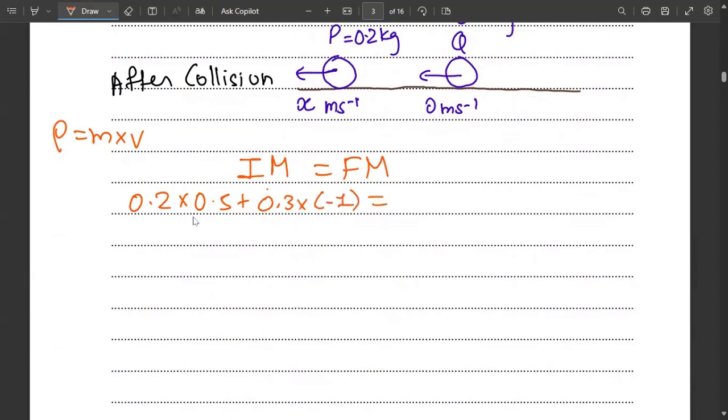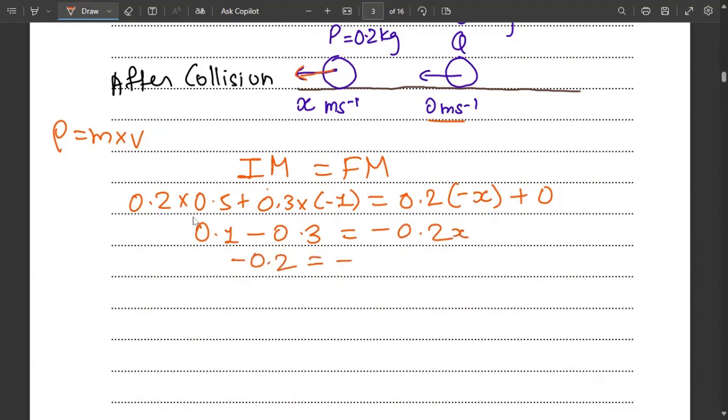And the final momentum will be 0.2 into, now this is also moving to the left, so you'll have to take negative, minus x, plus 0 because the velocity is 0. So 0.2 into 0.5 equals 0.1, minus 0.3 is equal to minus 0.2. Therefore, minus 0.2 is equal to minus 0.2x. Therefore, x is equal to 1 meter per second. What does this answer mean? This answer means that P after the collision will move at 1 meter per second to the left.